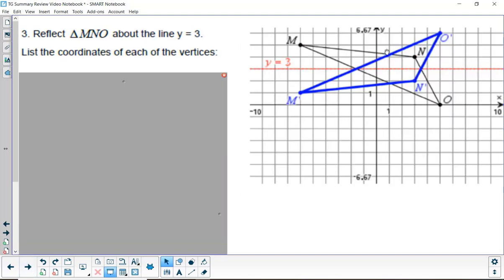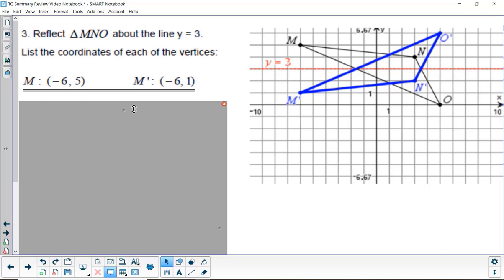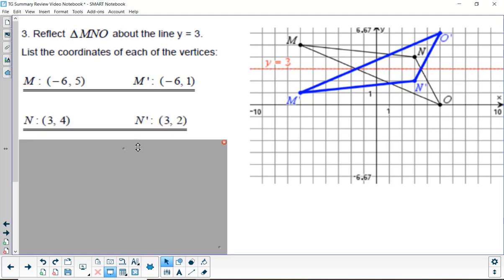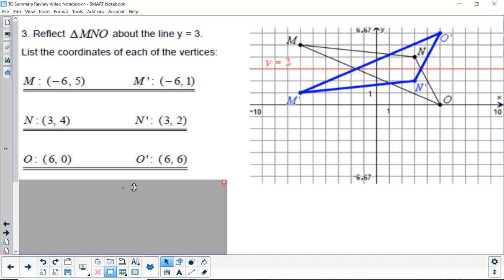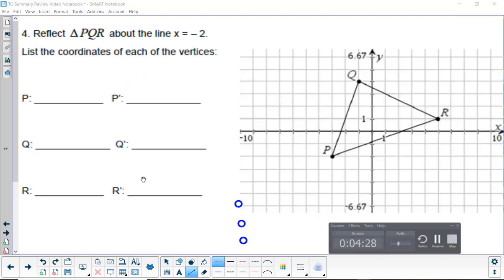Drawing in the triangle, it would look like this. And so you'll notice the coordinates have the same x coordinates, different y coordinates. So M and M prime, except they're no longer opposites because they're going about a line that's not on an axis. N, again, has the same x coordinates, different y coordinates, and O prime. Press pause as needed.